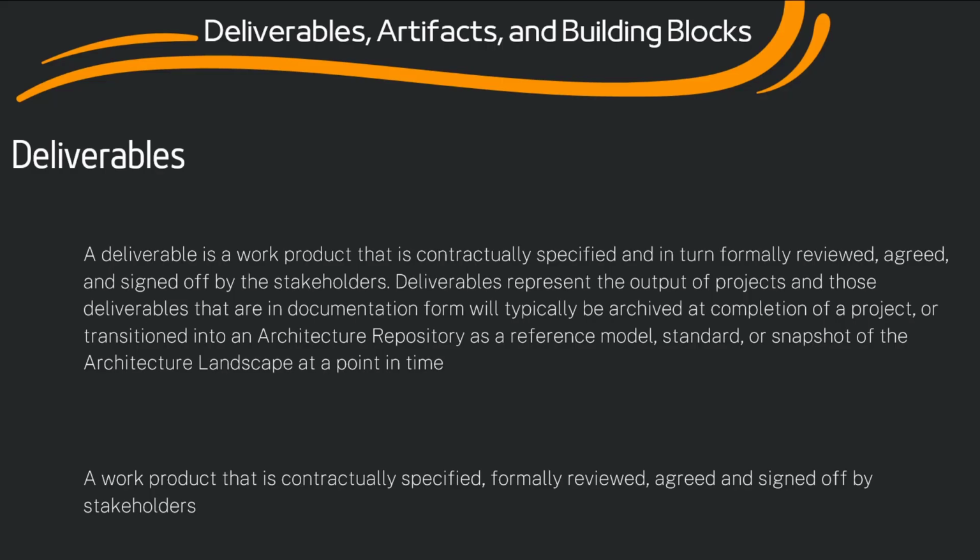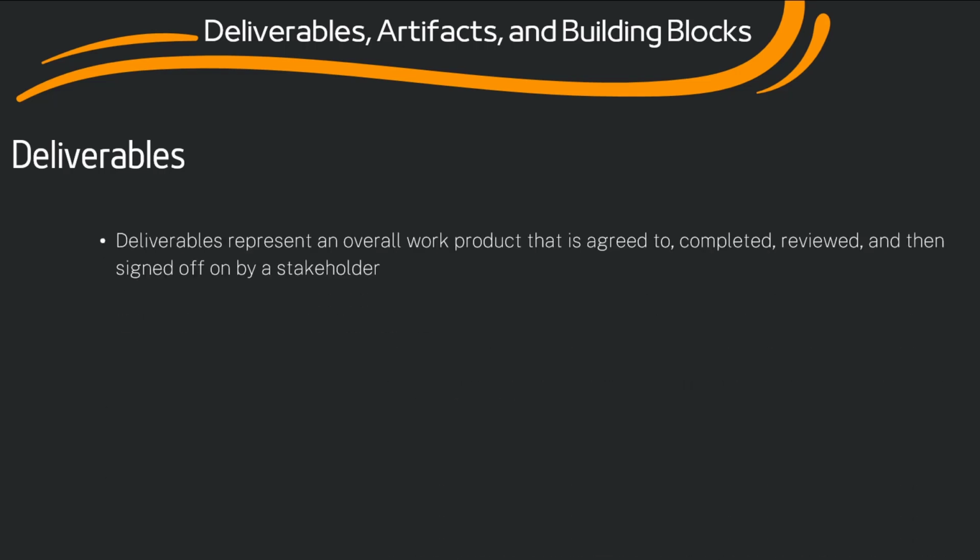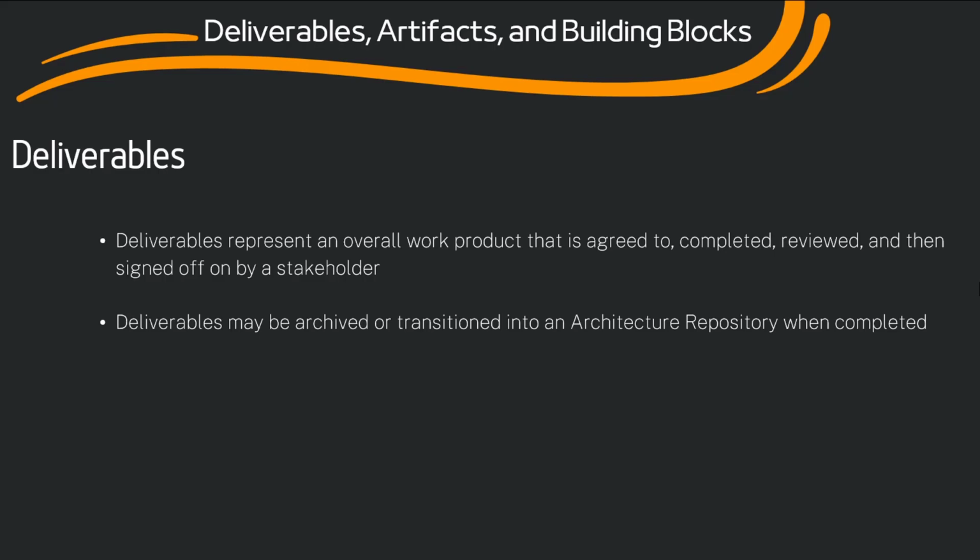Let's explain it once again in a fresh manner. Deliverables represent an overall work product that is agreed to, completed, reviewed, and then signed off on by a stakeholder. Imagine a deliverable as being something you have to produce, something you have to finish at the end of the day, something that you promised. Deliverables can be archived or even transitioned into an architecture repository, also known as a library, when completed. Examples of deliverables include things like reference models, standards, or snapshots.